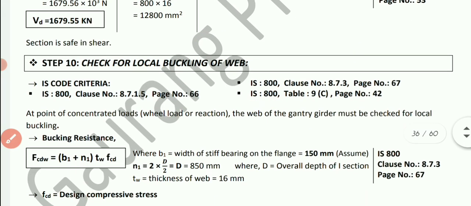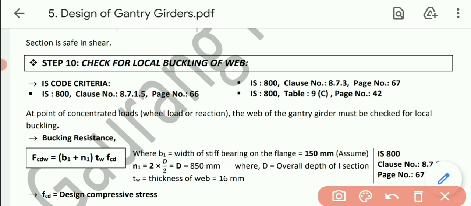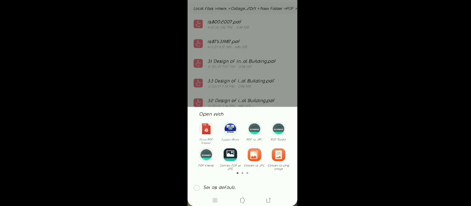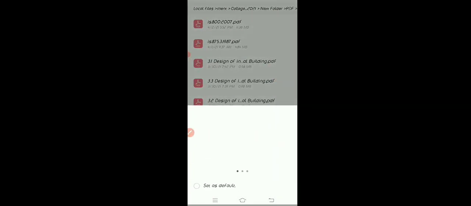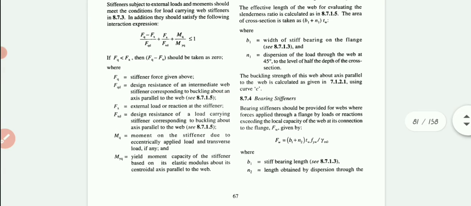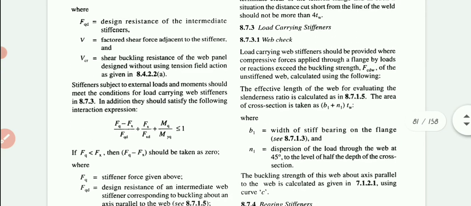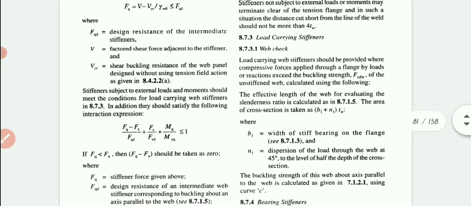Now next, step number 10, that is check for the local buckling of the web. In order to check the local buckling of the web, first of all let's go back to the code. We'll see that code, page number 67. Yeah, we are on page number 67 and the clause number is 8.7.3.1.